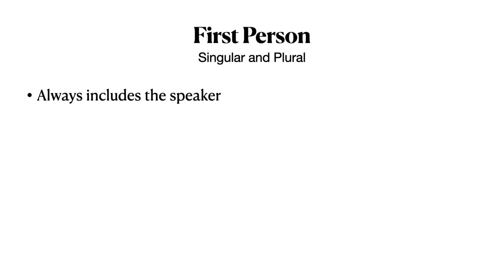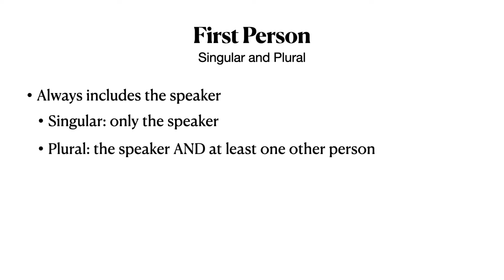The first person always includes the speaker. Singular or plural, there's always the speaker. In the singular, it is only the speaker. In the plural, it's the speaker and at least one other person.